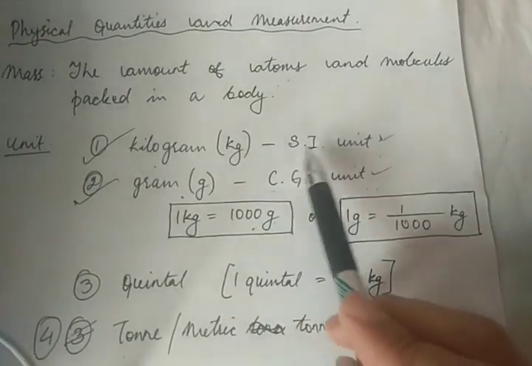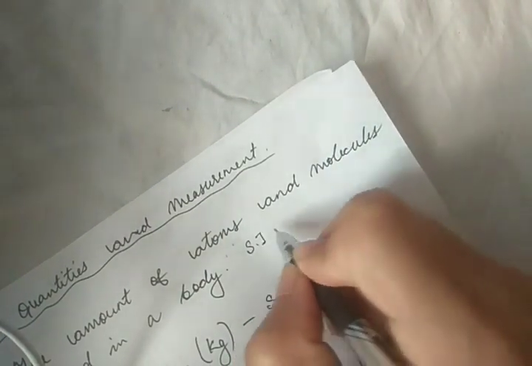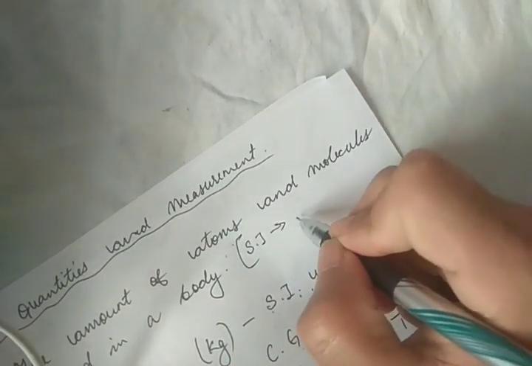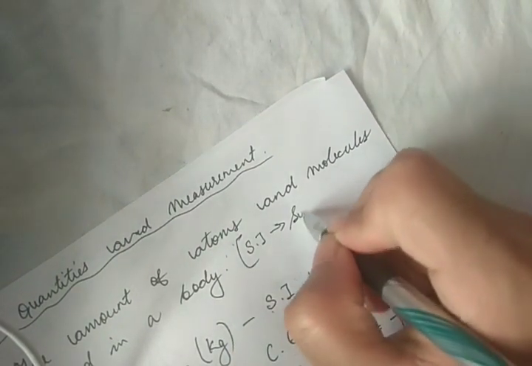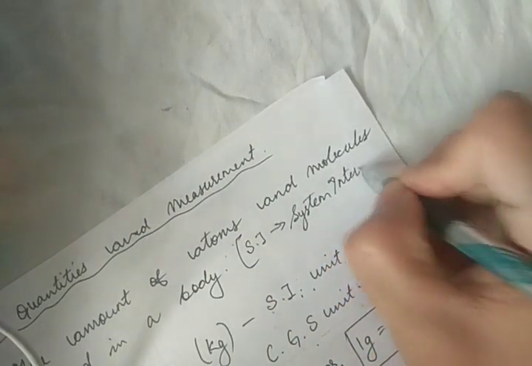One thing I forgot to tell you is the full form of SI. Let me write it here itself. SI full form is International System.